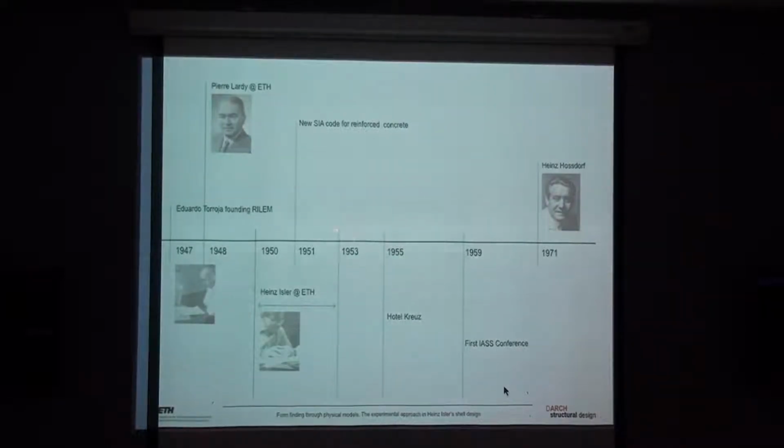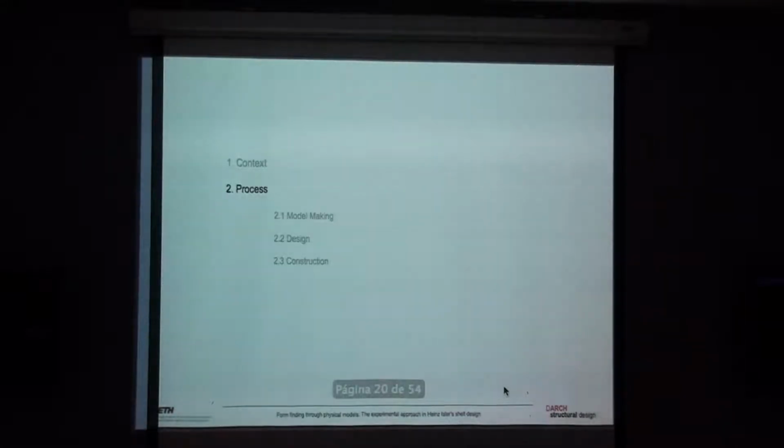So basically, Isler, who started working in the 50s, was really in the middle of all this cultural and scientific environment. So from Torroja, Pierre Lardy, then in the same years a new code was published in Switzerland that was allowing the use of physical models for calculation, for verification of structures. And then maybe at the very end there was Heinz Hossdorf, who published this book that I explained to you.